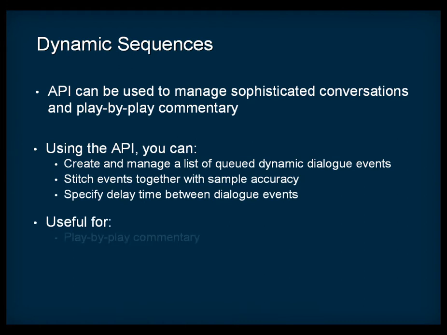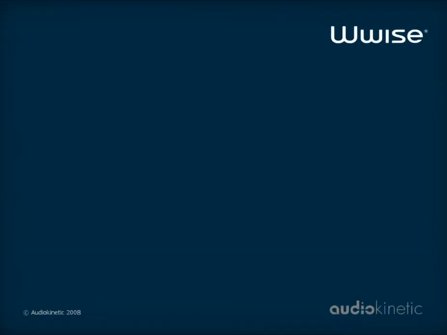Although play-by-play commentary is a natural fit for this feature set, the Dialogue Event API can also be used to limit the number of concurrent streams by ensuring that voice chatter never overlaps. That's it! You now know how to create dialogue events in Wwise.